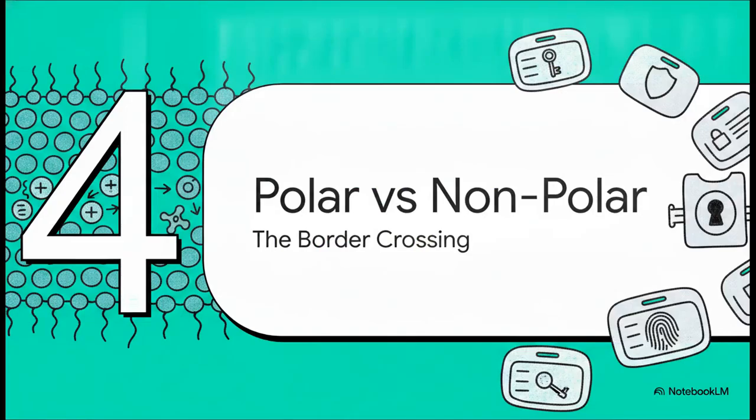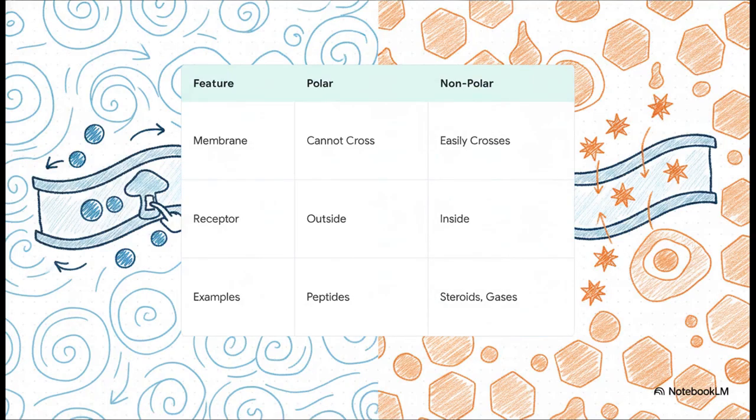Section 4, polar versus nonpolar signals, the border crossing. So not all of these chemical texts can just waltz into any cell they want. There's a strict border patrol. The cell membrane is made of lipids, which creates a huge divide. If you're a polar hydrophilic molecule, like a peptide or an amino acid, even a tiny one like the 3-amino acid TRH, you love water, which means you cannot cross that fat-based lipid wall.